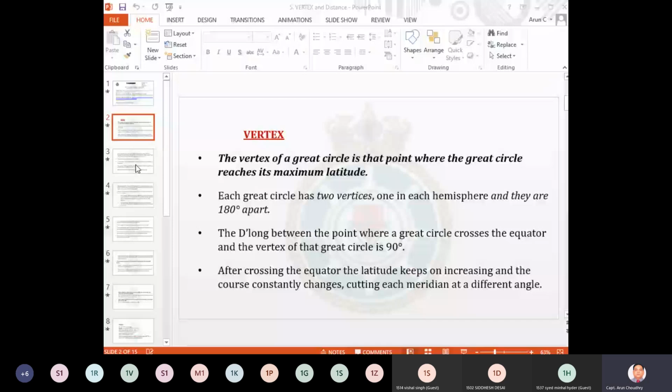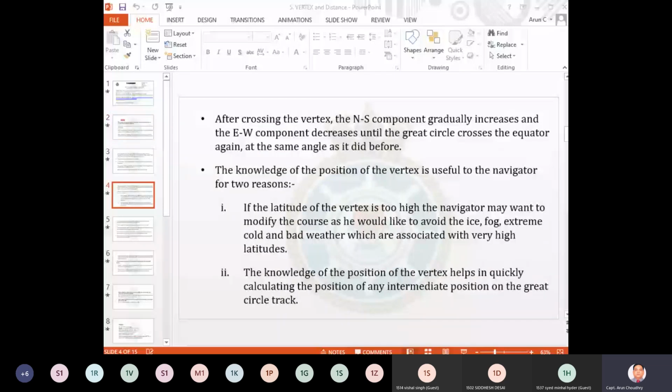Now, what is the importance of vortex, or why do we need to find it out? These are the two reasons why we are trying to calculate the vortex. One is that, by knowing the latitude, we know how our course will be, or where we are passing the highest point, the highest latitude. And if the latitude is very high, there are other problems like fog, extreme cold, and bad weather, which are associated with very high latitudes.